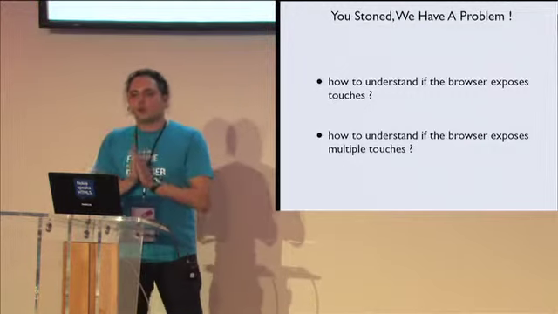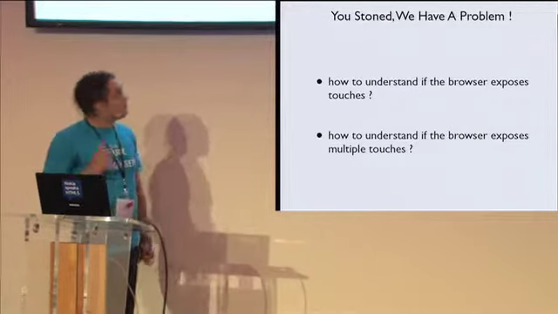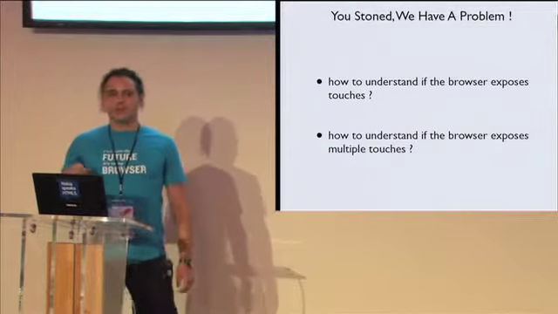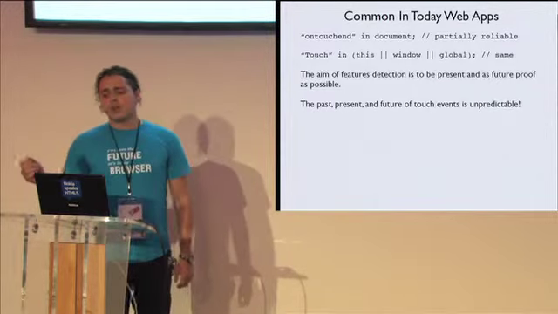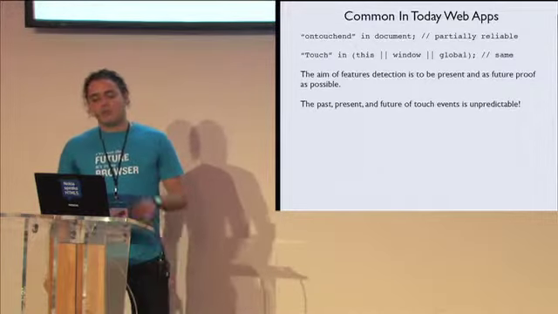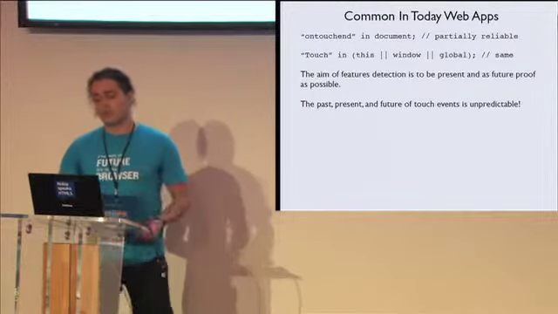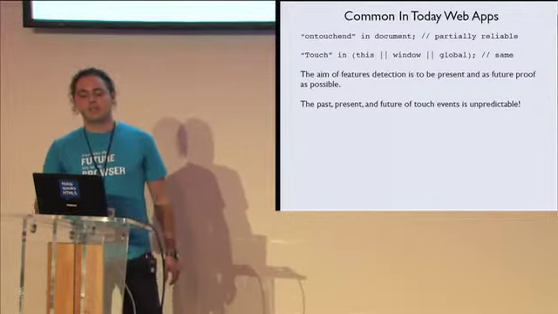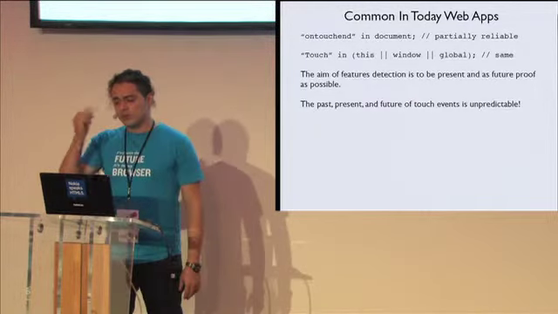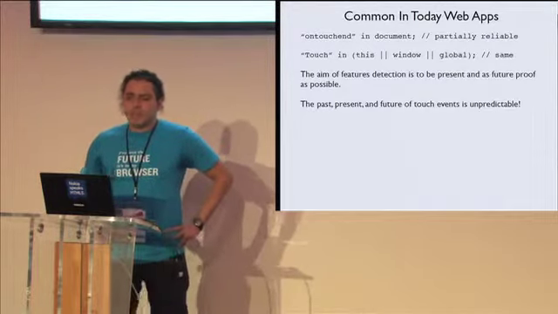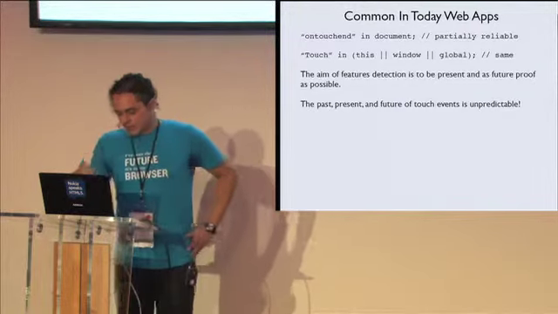So the question was, how do I really understand if the device supports touches or not? And also, how do I understand if the device supports multi-touch? If you think about touches, you have touchend in document. So this trick, touchend in document, works nowadays, works almost everywhere. It's true. It tells you that the device may support touch events. But there is really something wrong with this, because why is there something wrong? The aim of feature detection is to be as future-proof as possible. But what I wrote is true.